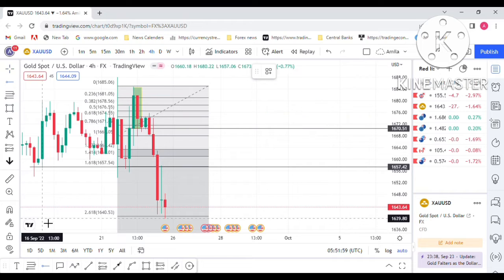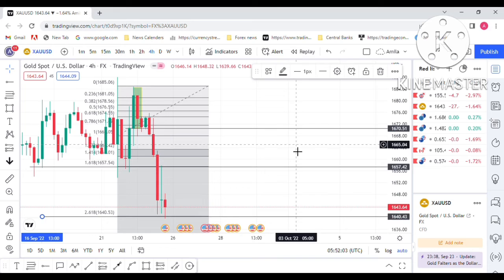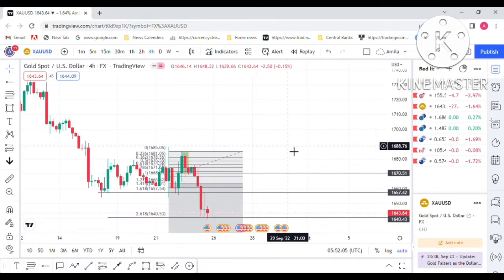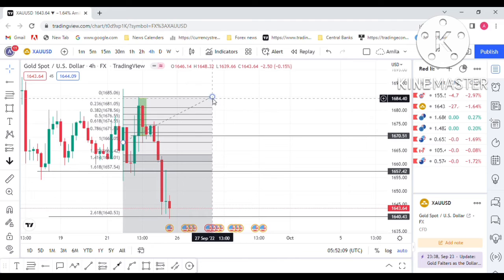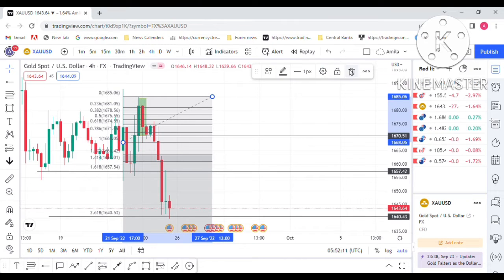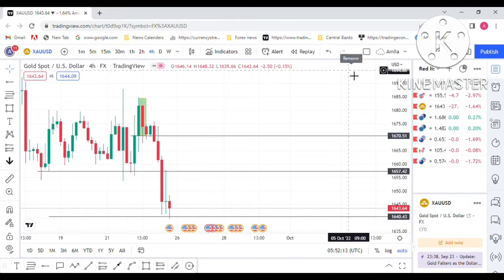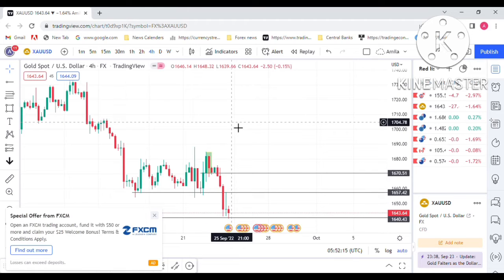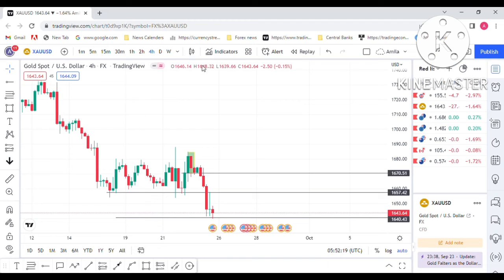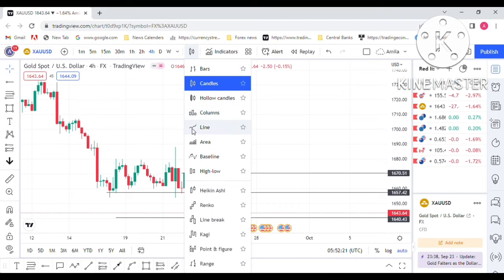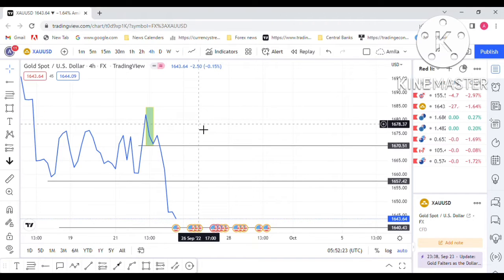So two targets were already achieved by gold last week. Huge sell options. I'm using Fibonacci for the take profit levels. So there was a huge sell option last week. Okay, let's see what will happen next week.